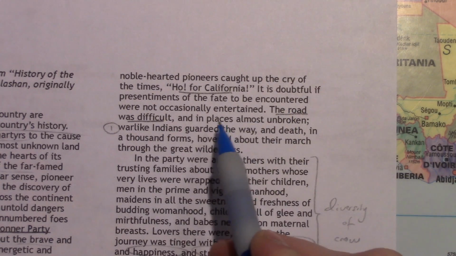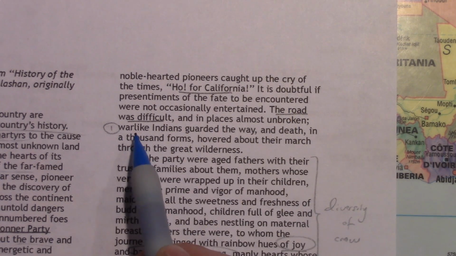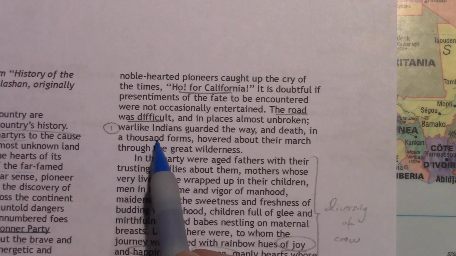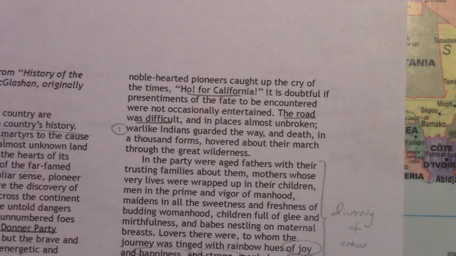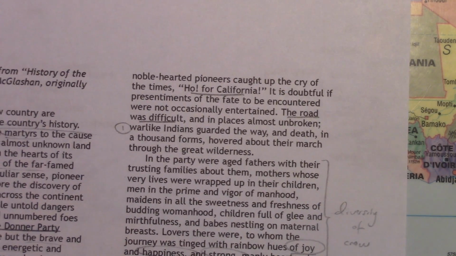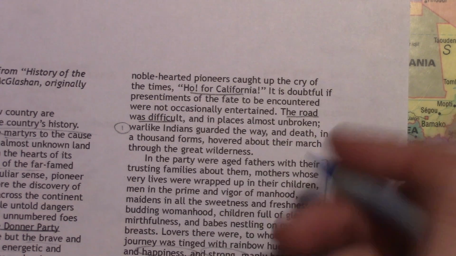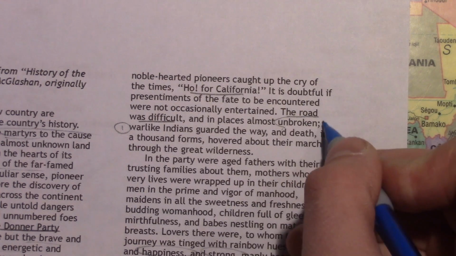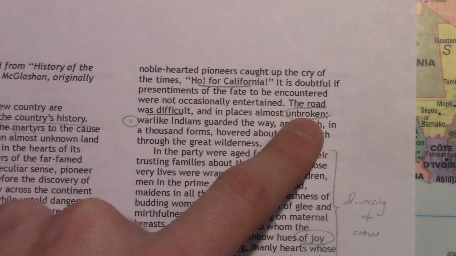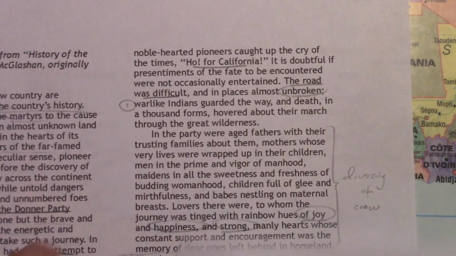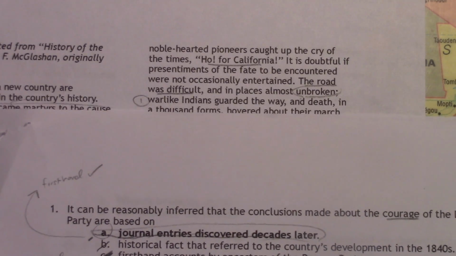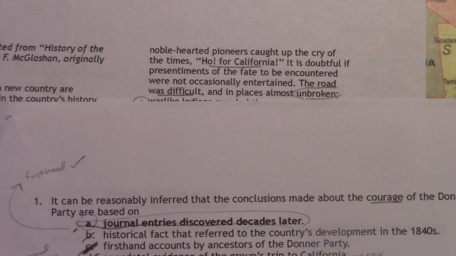The road was difficult and in places almost unbroken. Warlike Indians guarded the way, and death in 1,000 forms hovered about their march through the great wilderness. So the trick for this type of question is to take the word unbroken, circle it, and replace it with the options that were given, reading the sentence aloud to see which one makes the most sense. So the road was difficult and in places almost unbroken.